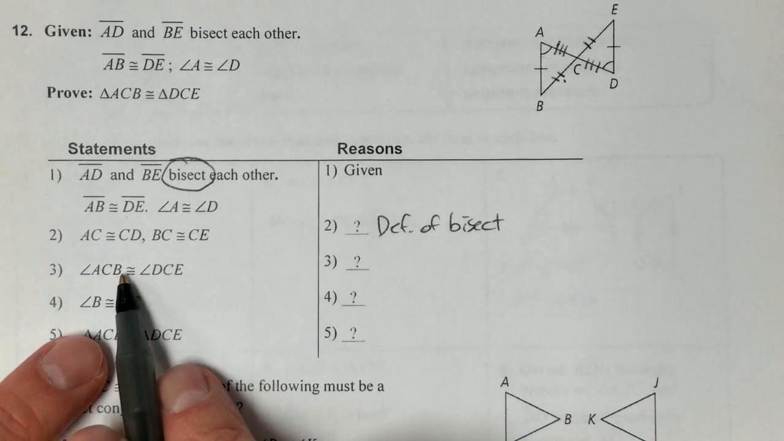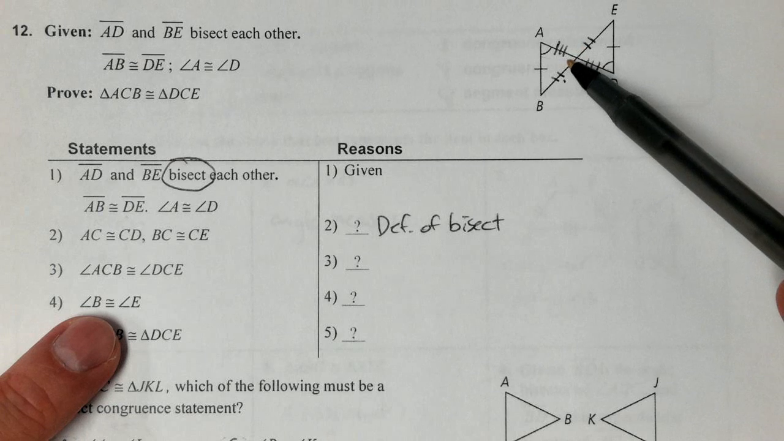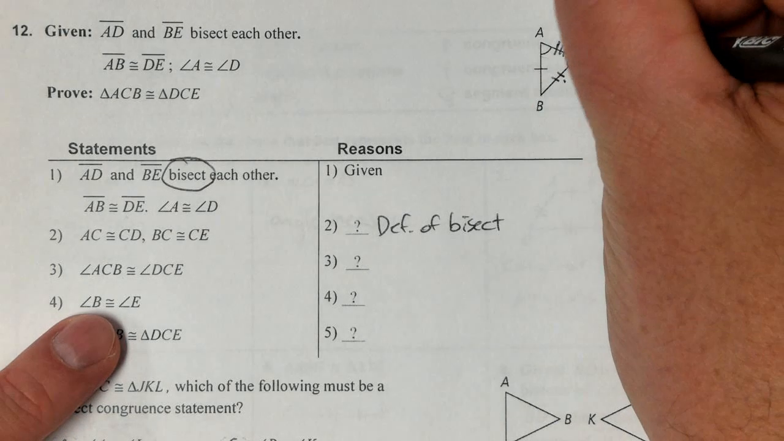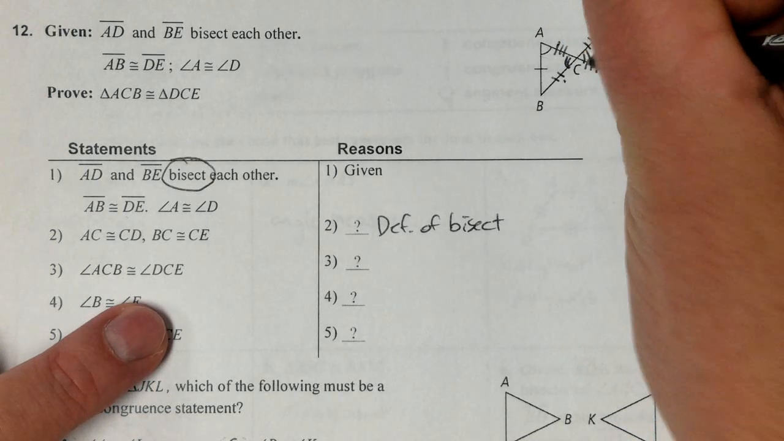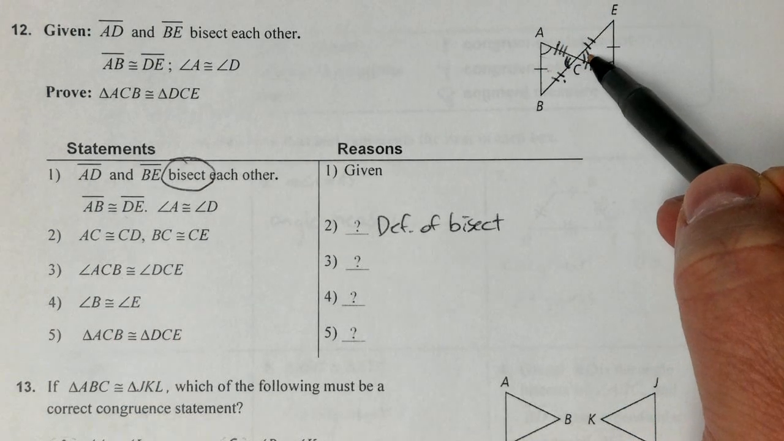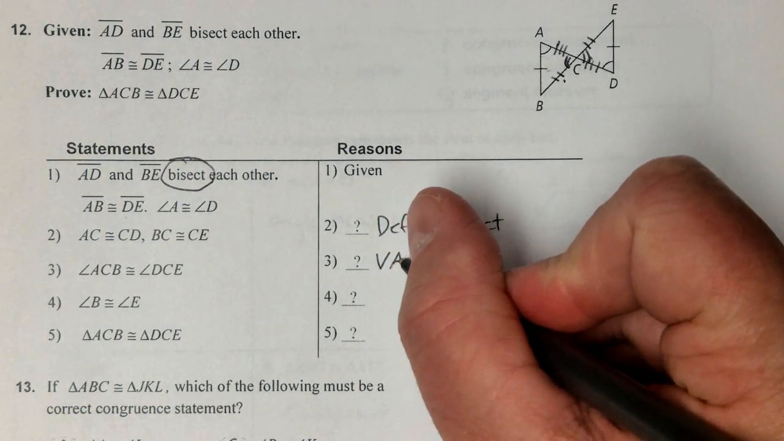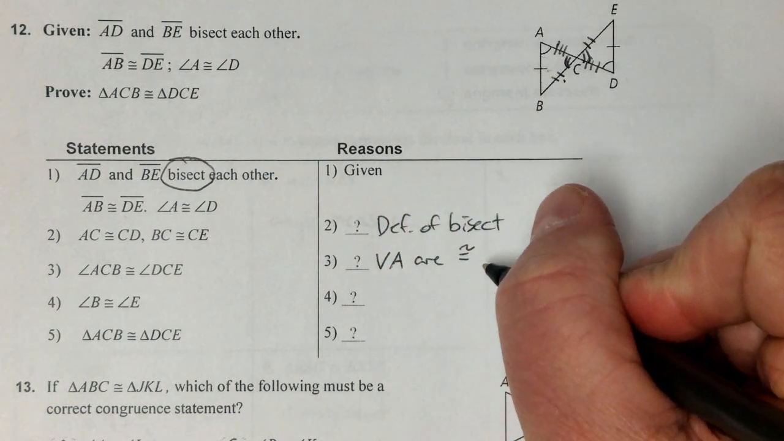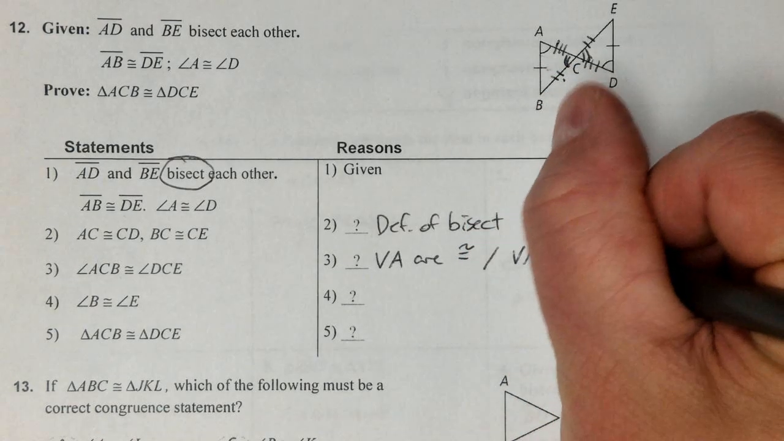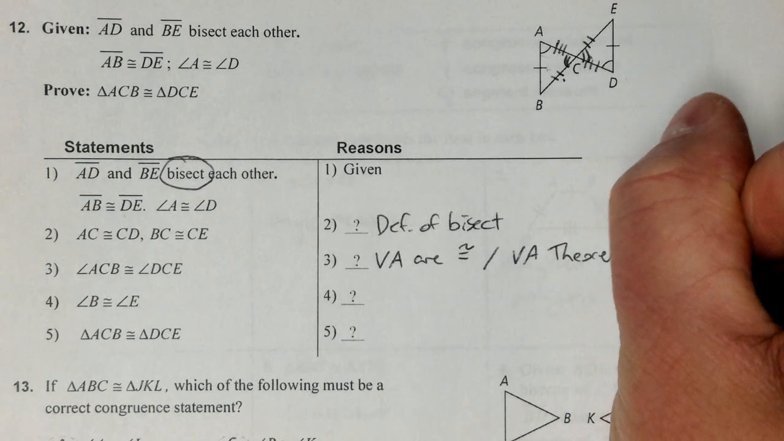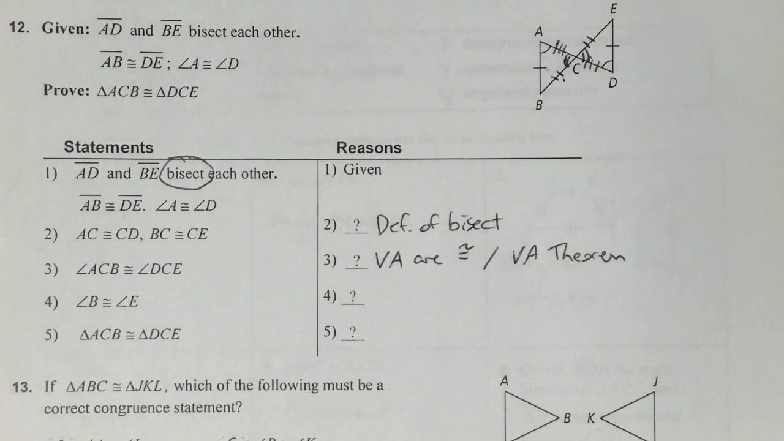Now the next one is about ACB, which is this angle in the middle, and DCE, which is this angle in the middle. Those are vertical angles, so you would put vertical angles are congruent. Or it may say vertical angles theorem. You could put either one. So remember, vertical angles are when it makes an X.